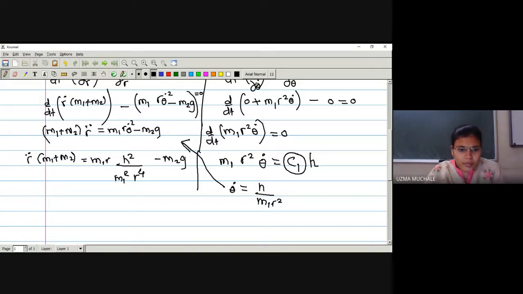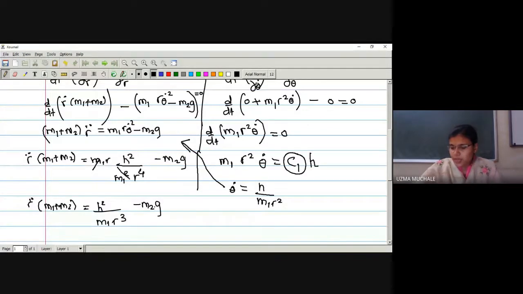Right. So here this r with this m1 will get cancelled with this m1. The resultant will have r double dot times m1 plus m2 equals h square r divided by m1 r to the 4, and r already cancelled out, so we write this as h square divided by m1 r cube minus m2g, right? This is a second order equation.